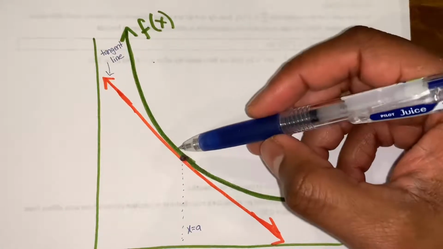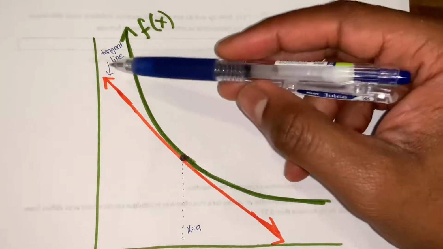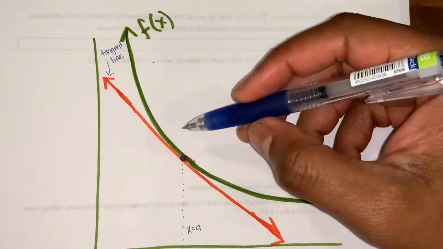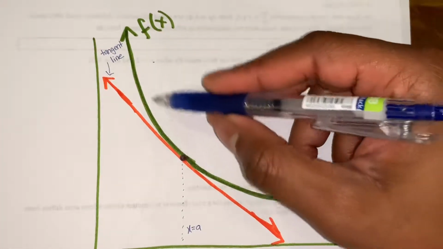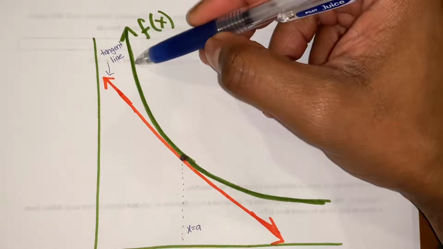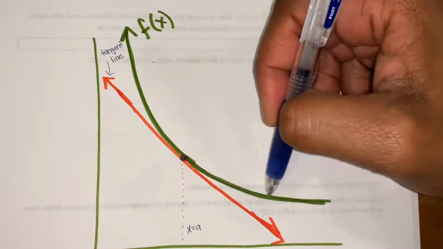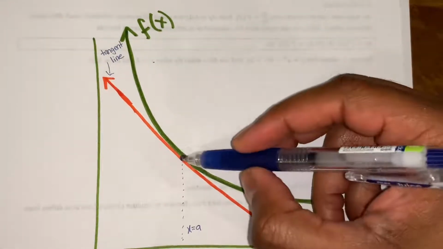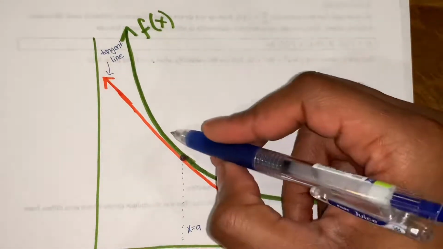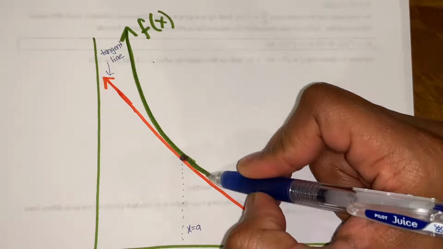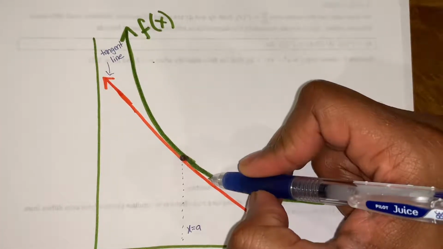A tangent line approximation is when we use the tangent line at a particular point to estimate y values for a function. Imagine this is a curve that has a relatively difficult equation. We can use the tangent line to approximate y values really close to that tangent line.